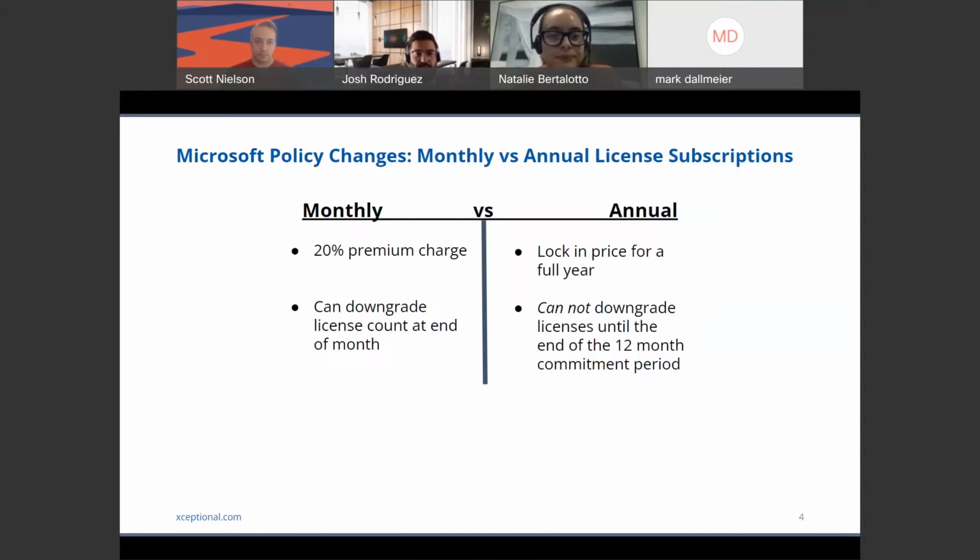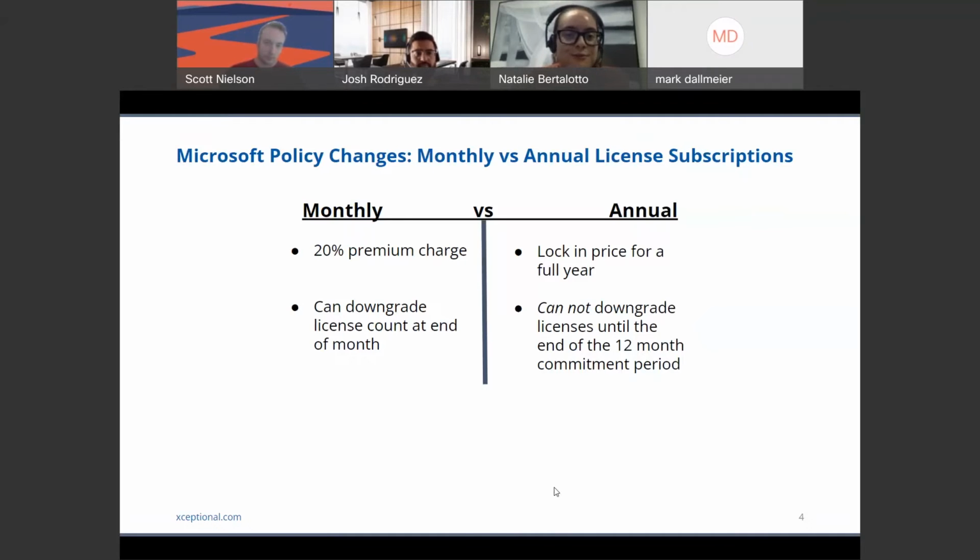Right. And that monthly charge is going to be on top of the 15% price increase as well. So just want to make sure that's aware. But basically with the annual licenses, you will be able to lock in that price for the full year. You can always add licenses, but you will not be able to downgrade until the next renewal time comes up in the following year. Yep, and that actually is a great segue into our next bullet point. As Josh just mentioned, with an annual subscription, you can't downgrade your license until the end of the 12-month commitment period, whereas with a monthly license, you can downgrade a little bit sooner, since you just have to wait until the end of the month. Right.